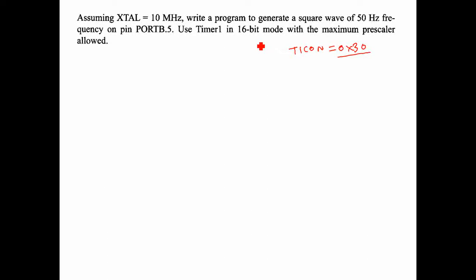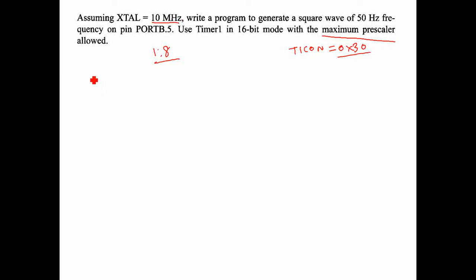Then since we have a crystal frequency of 10 megahertz and the problem statement gives the maximum prescaler allowed, the maximum prescaler that is allowed is 1:8 in the case of timer 1, but in the case of timer 0 it was 1:256. So let us calculate the value for a 50 hertz frequency.